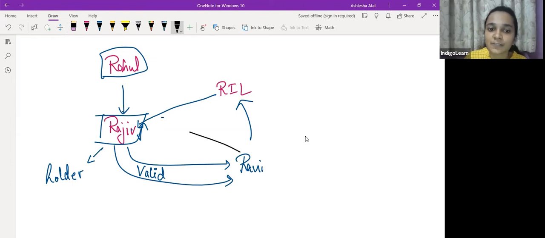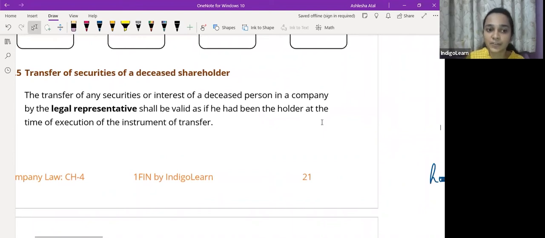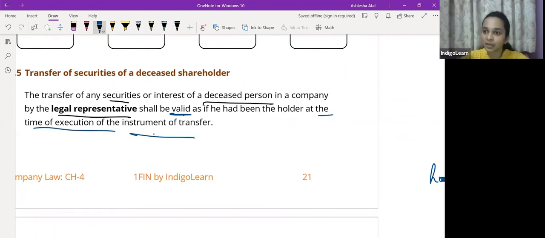Because transmission and then transfer would become a very lengthy process, for this reason Section 56 subsection 5 has this provision which says that the legal representative of a deceased person can transfer his shares even in a situation wherein he is not the holder, and that transfer would be a valid transfer. And that is what this point talks of. So transfer of any securities or interest of a deceased person by the legal representative shall be valid as if he had been the holder at the time of execution of the instrument of transfer. Did you understand this point?